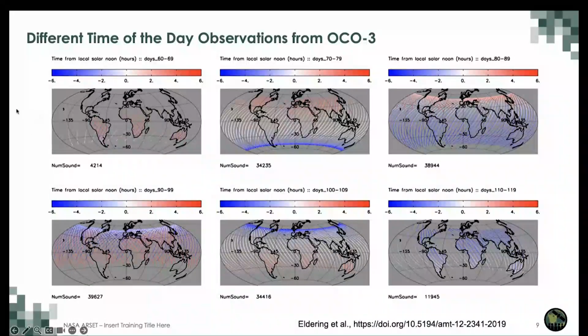This data shows that OCO-3 local overpassing time can range from approximately -6 to 6 hours relative to noon time. Because of this different overpassing time, the OCO-3 observations can help us understand diurnal cycles of plants' productivity.